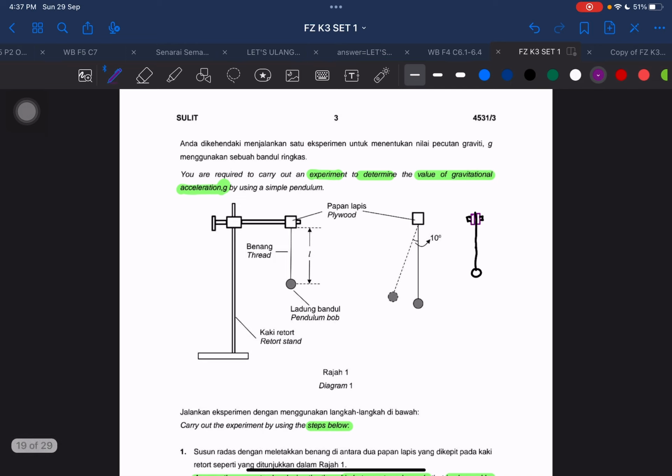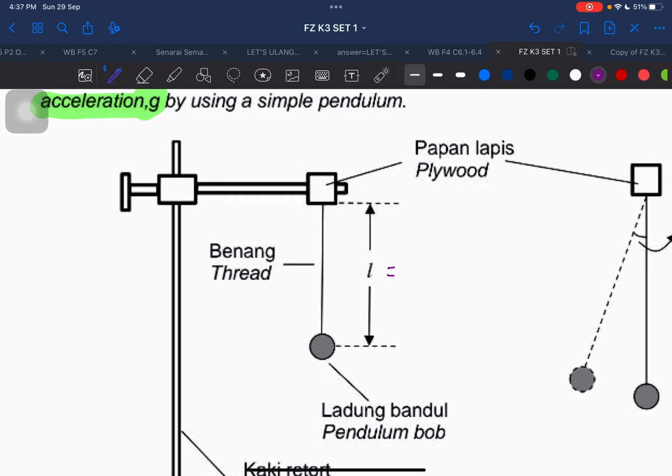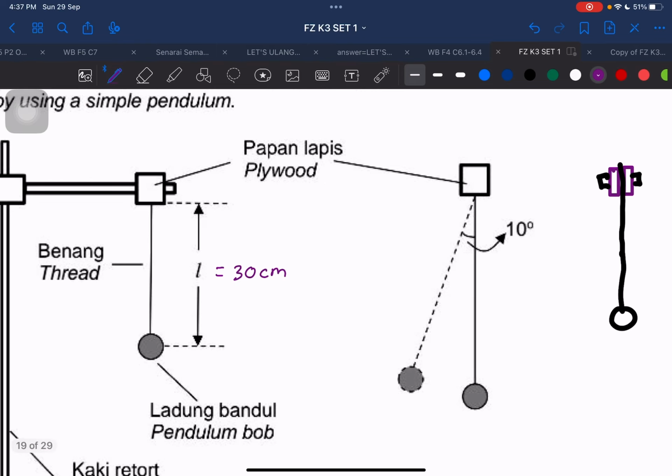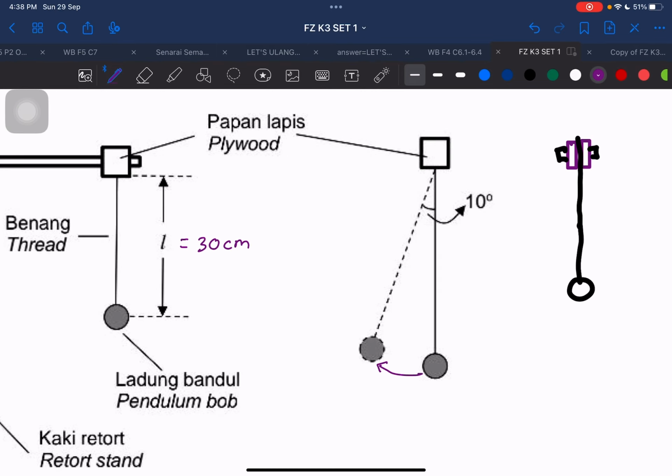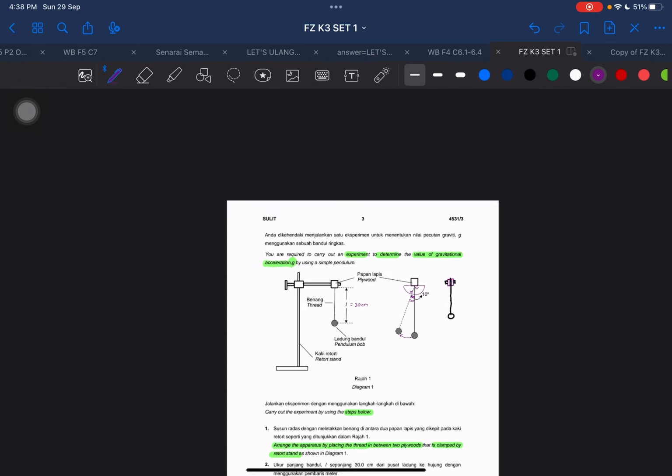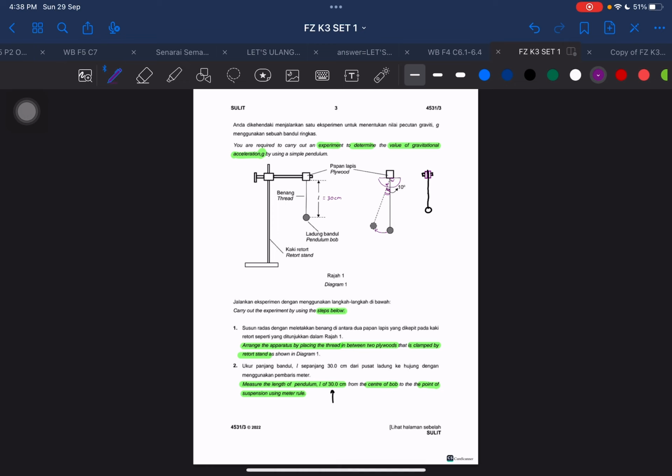Okay, so you start with 30 cm. First reading, 30 cm. So you displace the pendulum until you put your protector like this. Make sure here is 0. The angle here, don't get it wrong, is 10 degrees. Pull 10 degrees. Maybe here is 90, so here will be 80, so that the angle in between is 10 degrees. Check your protector. Then you release and make sure your pendulum is stable first before you start taking the time.